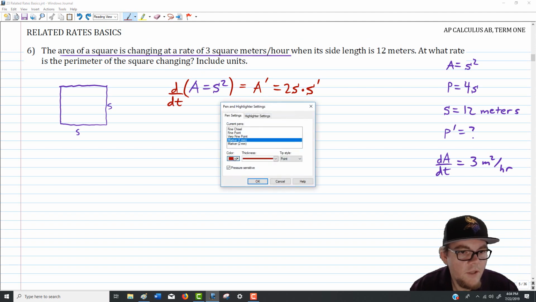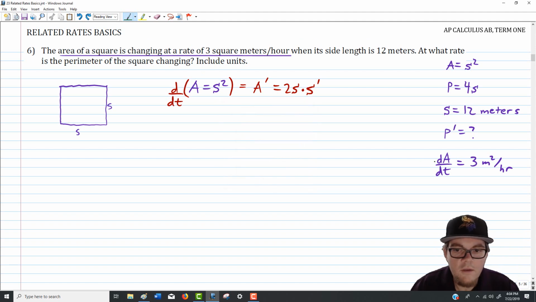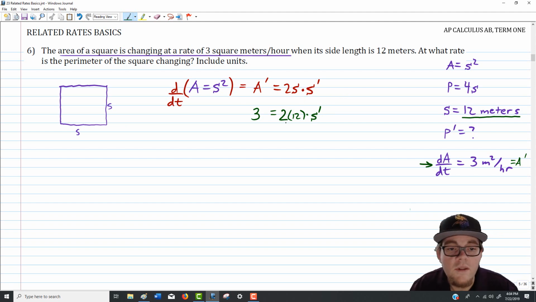Well, reading our information that we have, I see over in our inventory that we know dA/dt, or A prime. That's all this is, just A prime. And it says it's changing at a rate, so it doesn't say increasing or decreasing. So this is going to be 3. On the other side, we have 2 and then s. And look at that. They told us s is 12. So 2 times 12 times s prime. And we're trying to figure out what s prime is, I guess, because that's the only thing that's left. So without further ado, let's just find it.